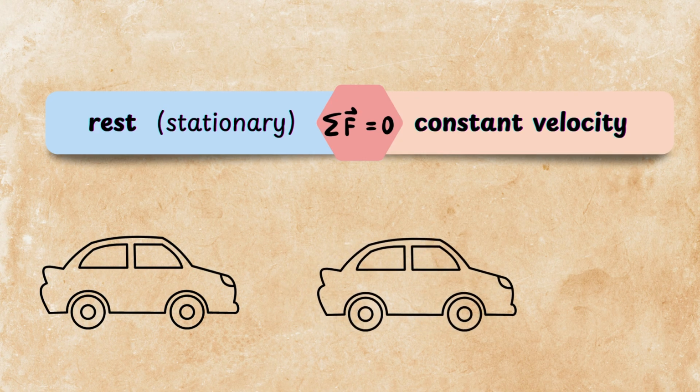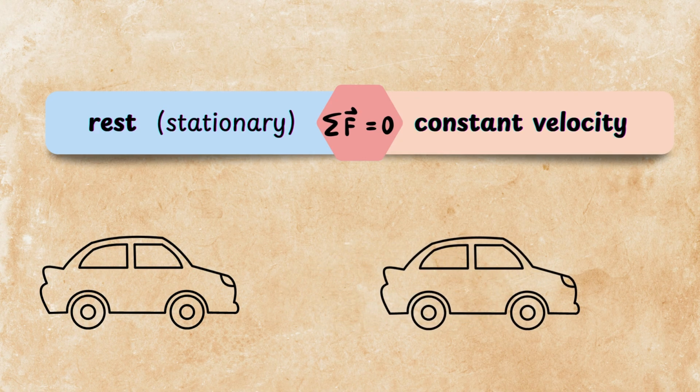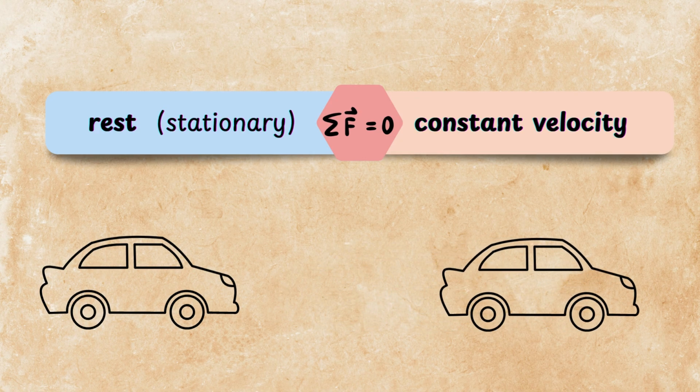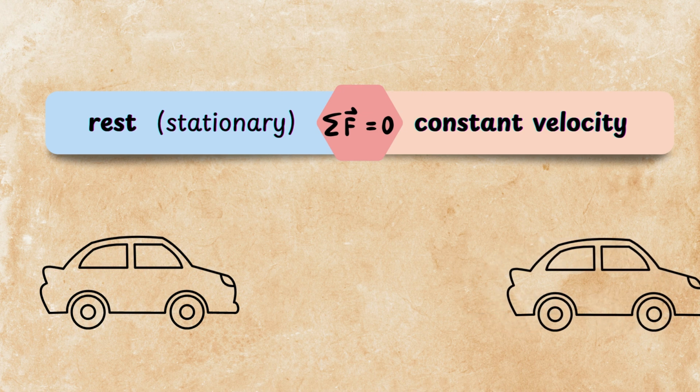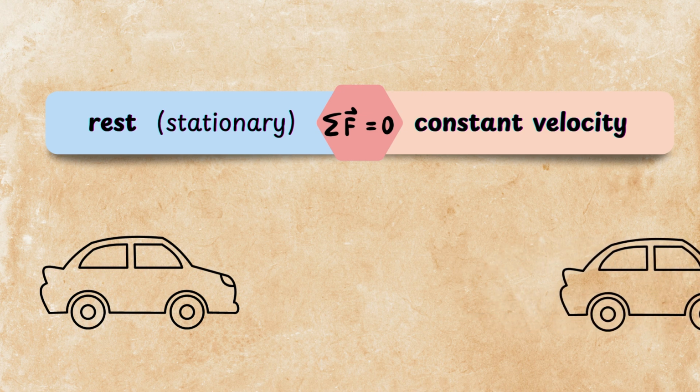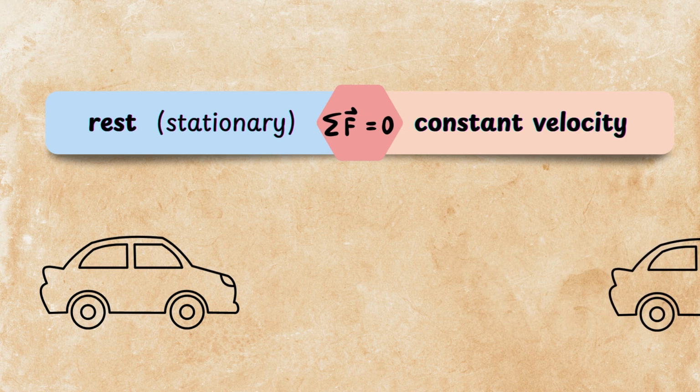So you would feel the same when you are in a perfect car with constant velocity as if the car was at rest or stationary. That's when the net force or resultant force is zero.